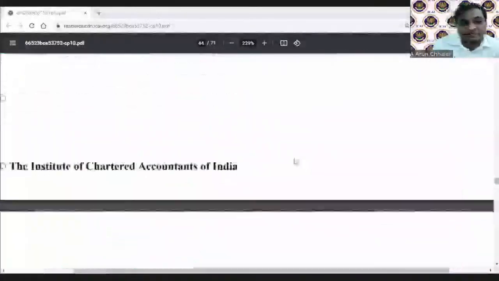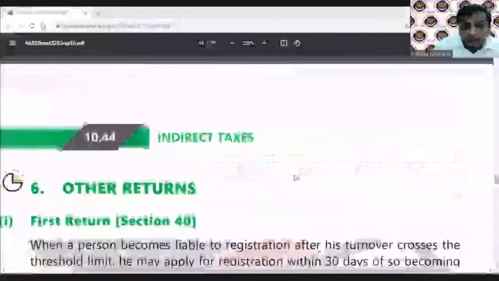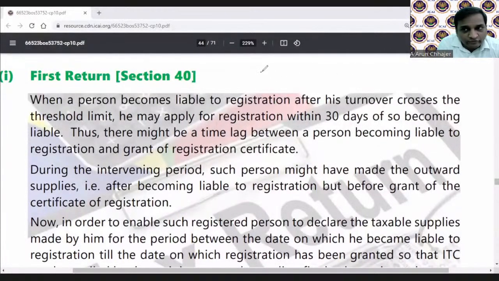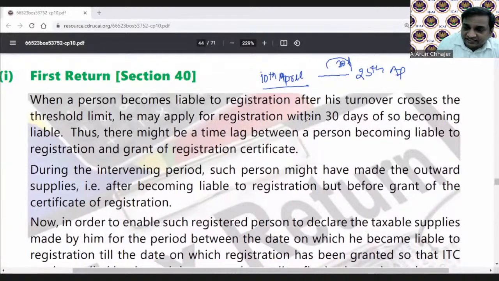Now, what is the first return? Sometimes the theory question is asked, what is the first return? See, the first return is applicable. Assume that my turnover crossed the threshold limit on 10th of March or 10th of April. Let's say 10th of April. I have applied for the GST registration on 25th April, within 30 days. And my certificate of registration is granted on 5th of May. So the first return would be of May only.